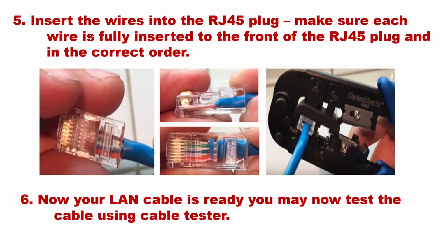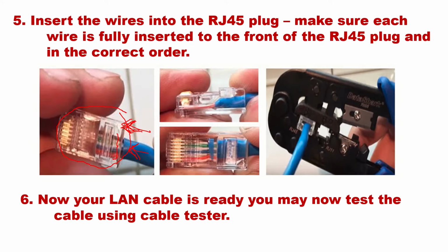Then step number 5 comes: insert the wires into the RJ45 plug. Make sure each wire is fully inserted to the front of the RJ45 plug and in the correct order. This is very important, and you're going to do this step manually. You have to insert the wires properly inside the RJ45 connector. Here you should not make any mistake. Your color combinations should be according to your requirement, whether you want a straight cable or a cross cable.